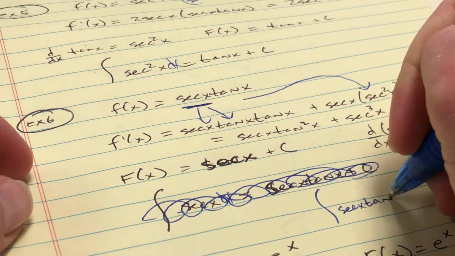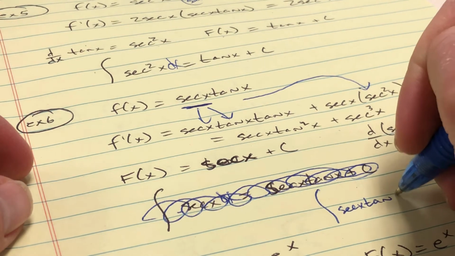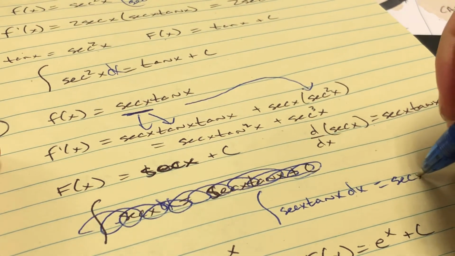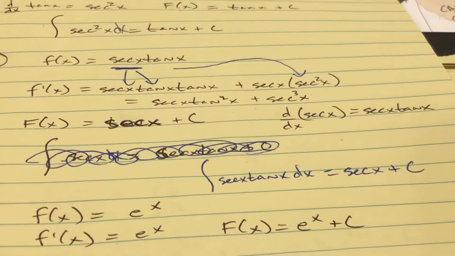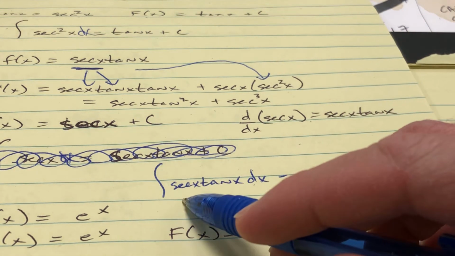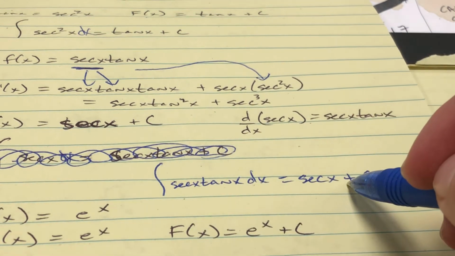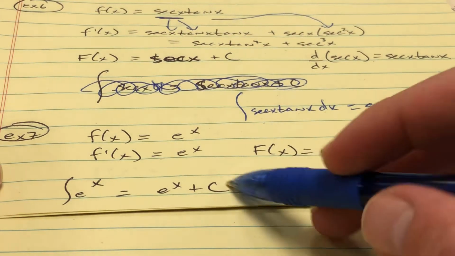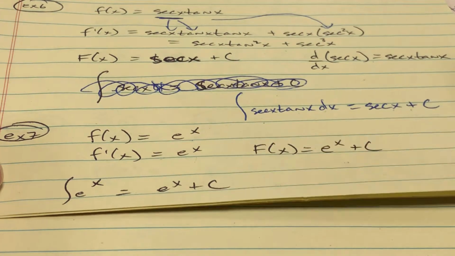The antiderivative of secant x tangent x is secant x. All right, I wrote something wrong there. That is now right. The antiderivative of secant x tangent x is secant, because the derivative of secant is secant tangent. Sorry about that.